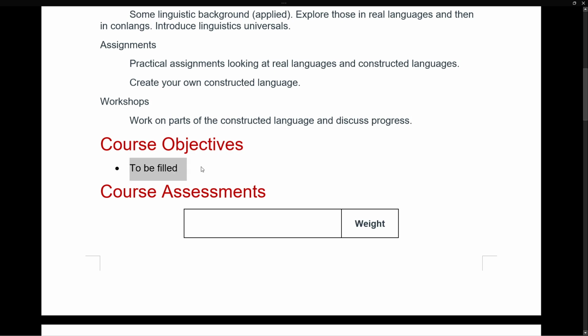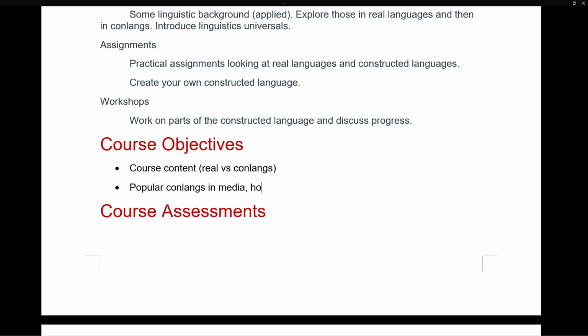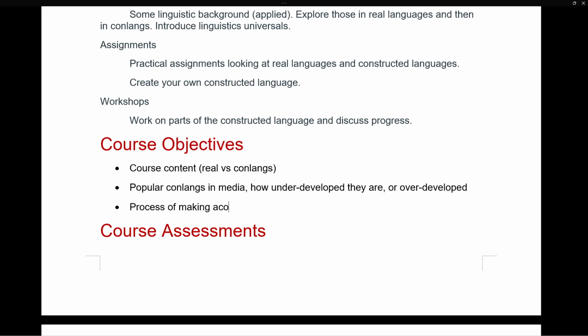So there's some obvious course objectives, which would be course content, real versus conlangs, things like that. But we could also do some extension into the real world. So, you know, popular conlangs in media, maybe how underdeveloped they are compared to real languages. Some are even very overdeveloped. I can think of a language that is just absurdly overdeveloped called Ithquil. Course objective, something practical. So the process of making a conlang. So this is, of course, interesting.